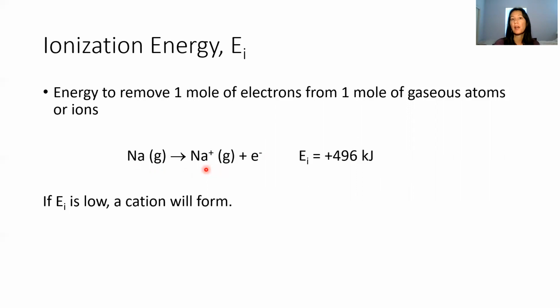You could try to remove another electron. For example, for Na+, you could try to remove one more and get Na2+. That actually requires a tremendous amount more energy, so that doesn't happen. That happens when you get into situations where you have a group 2 element, like magnesium, where the first two are a little bit easier to remove. So just in general, if the ionization energy is low, and this is a low number, as you can see, a group 1 metal does like to form a cation, then a cation will form. So I give E sub I as ionization energy. Sometimes it's labeled IE.